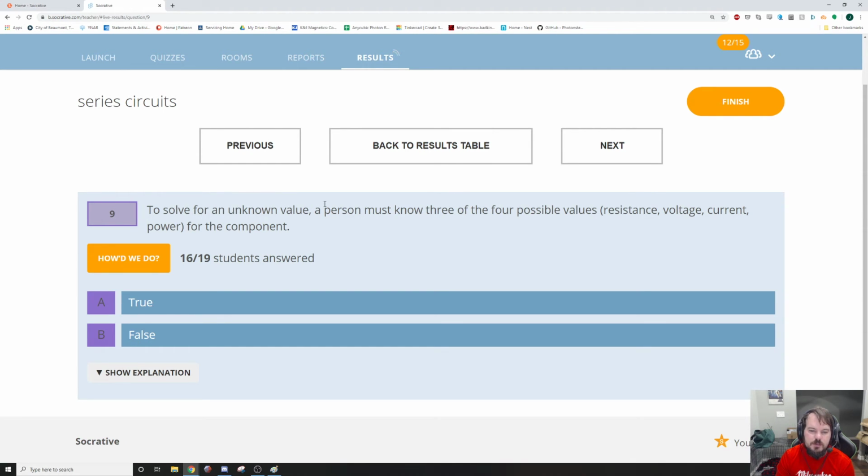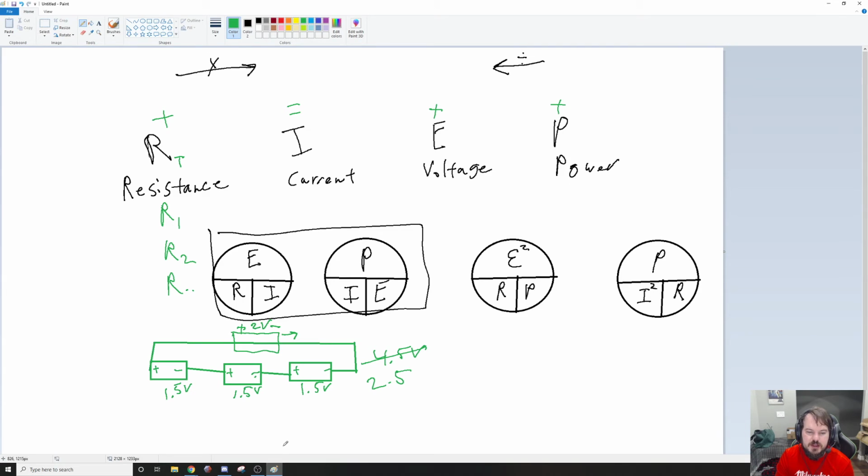To solve for an unknown value, must you know 3 of the 4? No, just 2. Yes, there's several different ways to get a value in this. So you can solve it using the other values in the row, or you can solve it using the other values in the column.